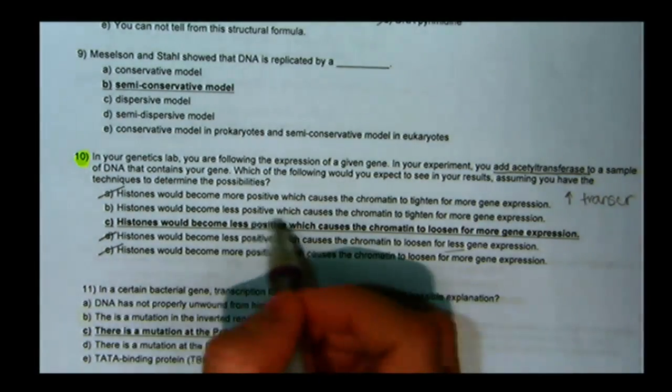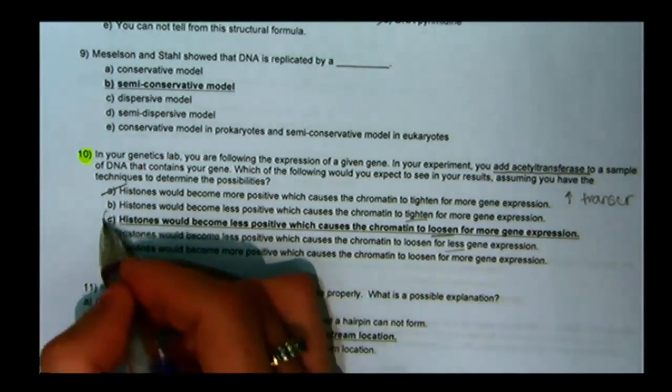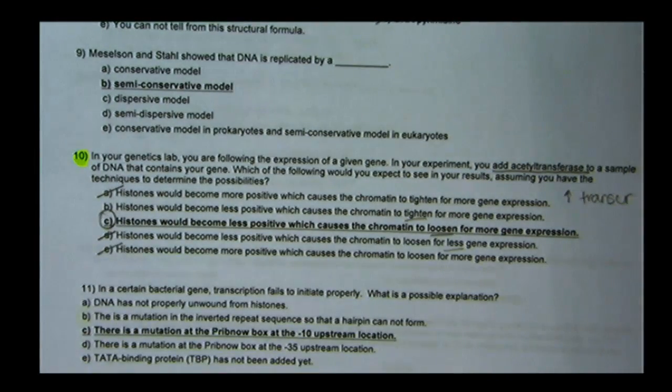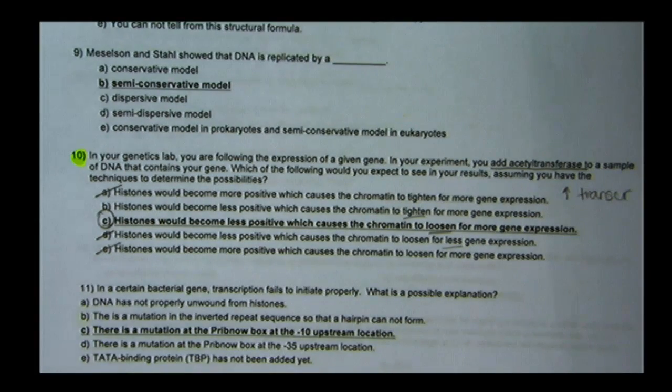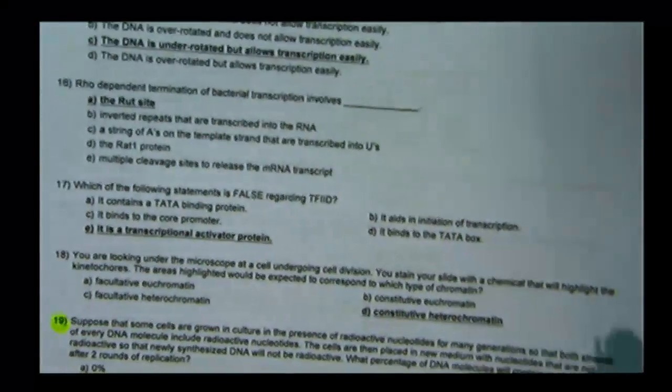Okay, and now you have cells that are grown in culture in radioactivity, so that all strands of the DNA molecule have radioactive nucleotides. Then you grow them up in medium that is not radioactive, and you're asked what percentage of DNA will contain the radioactivity after 2 rounds. So I think the easiest thing here is to draw it out.